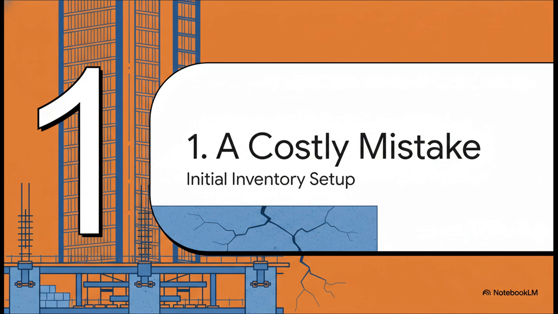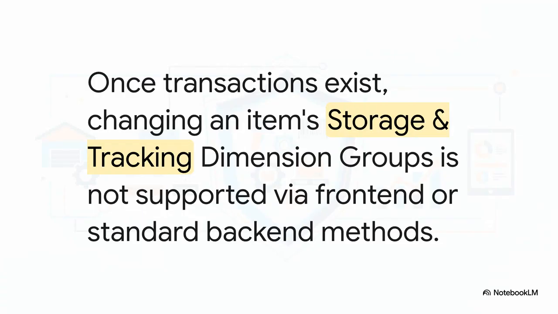I want you to think of it like pouring the concrete foundation for a skyscraper. Once that concrete sets, you can't just decide you want to move the main support columns. It's done. And that right there is the point of no return. The second an item has any transaction history, a purchase, a sale, a simple transfer, anything, the system locks in its core dimension groups. You can't change them through standard methods. Not on the front end, not in the back end. Why? Because every single one of those transactions is fundamentally tied to that original setup.